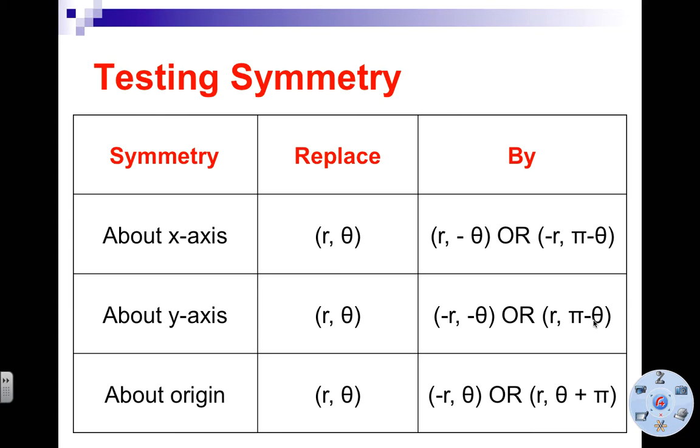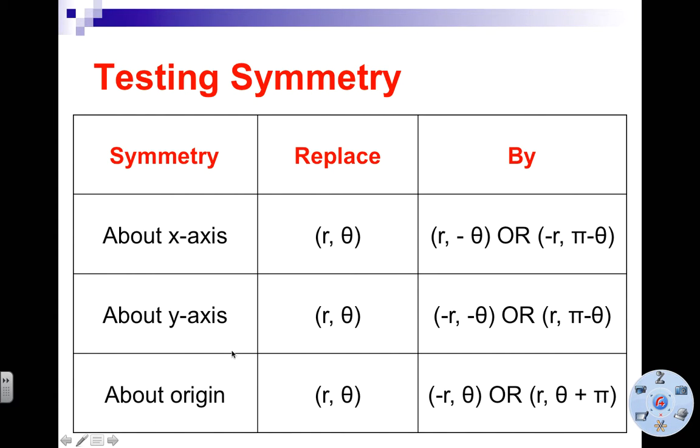The first thing that we want to discuss is how to test symmetry. All of these graphs that we're going to be looking at have some form of symmetry, and there's really only three types. We have symmetry about the x-axis, which means it's a line reflection, so it's the same on the top as it is on the bottom. There is symmetry about the y-axis, and there is symmetry about the origin, which means it's a rotation.